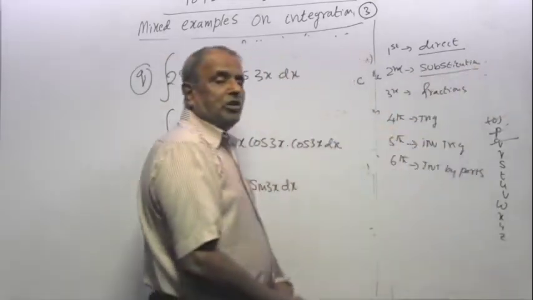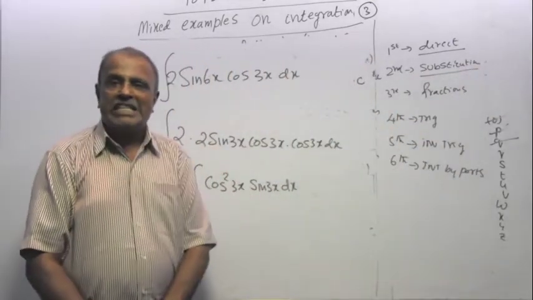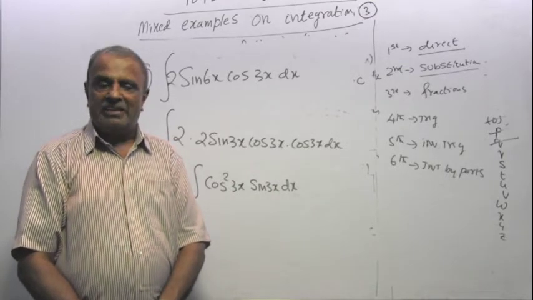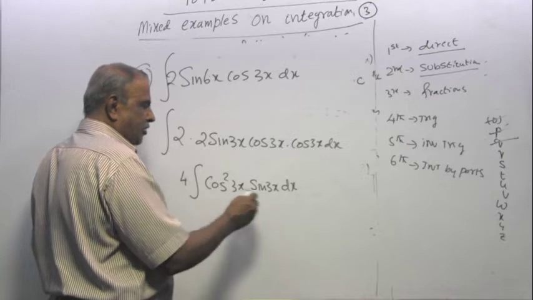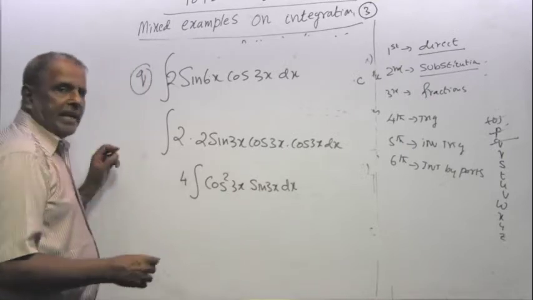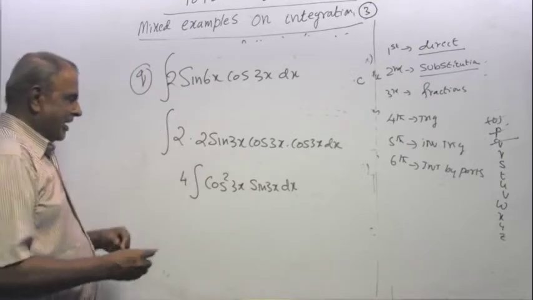When can you use substitution? When you have a function and its derivative. I have cos 3x. When you differentiate cos 3x, what do I get? I get minus 3 sine 3x.